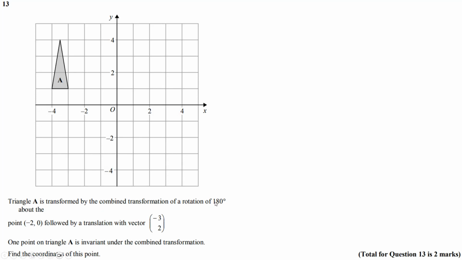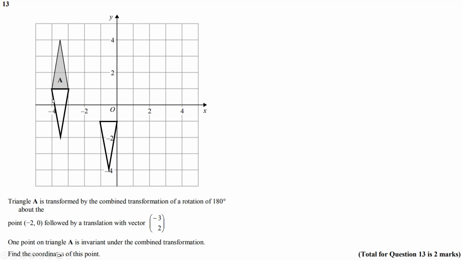So let's rotate 180 degrees around -2, 0. Use tracing paper for this, and you'll get this. Now we want to translate by this vector. So we're going 3 left, 2 up. So 3 left, 2 up will get us here.